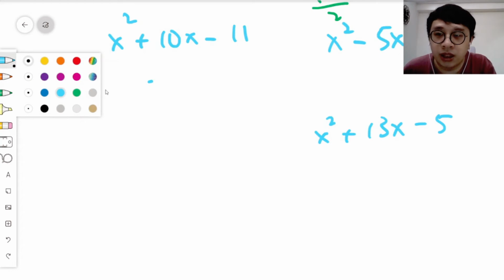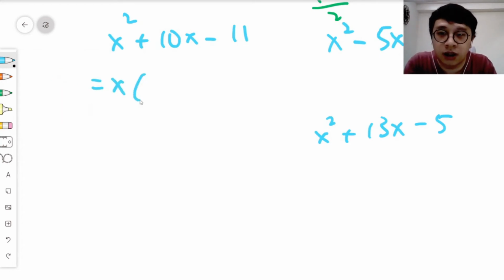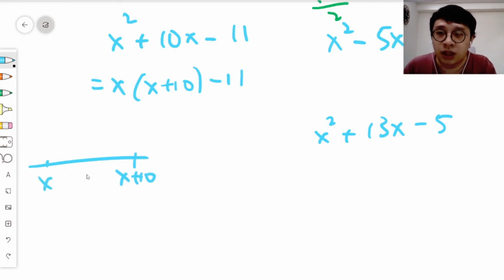First step, we take the x out. And we get x plus 10, and then minus 11, and then we draw another line here, and we get x plus 10. How about a and b? We get a is the middle. It's in the middle, so it's like x plus something. What is the something here? It is 10 over 2.